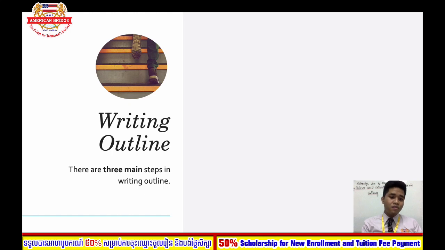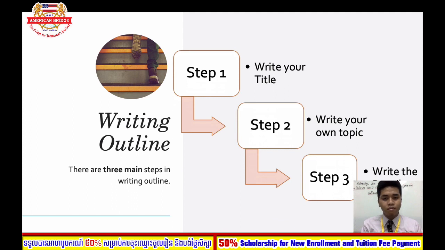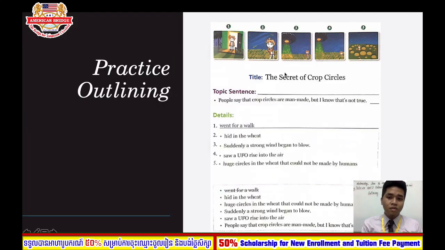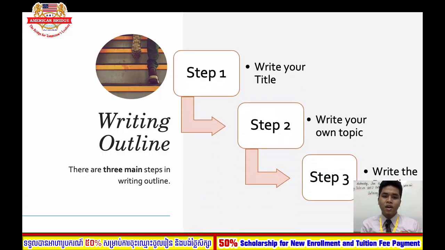Now everyone, if you are preparing your outline, there are three main steps in writing your outline. So what are they? The first one is to write your title. And then you write your own topic sentence. It's very easy, but if you are asked to write a big paragraph, a long paragraph, this is very helpful. Last but not least, for step number 3, you need to write the details. So here we have the title, the topic sentence, and the details. These are what you need in order to write your outline. When you have your outline, it is very easy for you to write a full paragraph or a full essay, because you have all the information that you need in your outline.